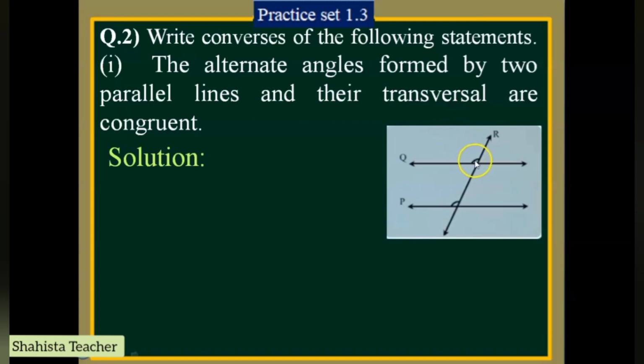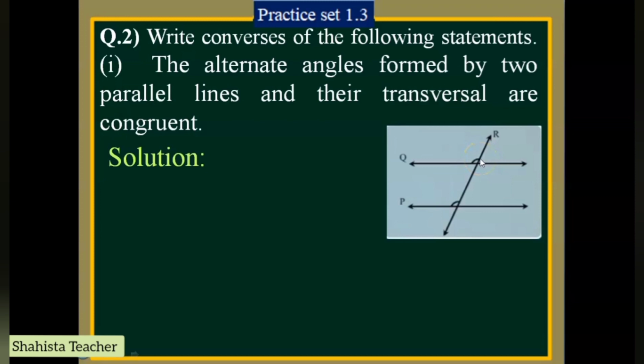So here you can see these opposite directions, opposite sides. So opposite angles. They both are alternate angles formed by two parallel lines and their transversal, and they are congruent. So here we will write the statement like this. If the alternate angles, alternate angle means this one and this one. There are two alternate angles, as given in the question.